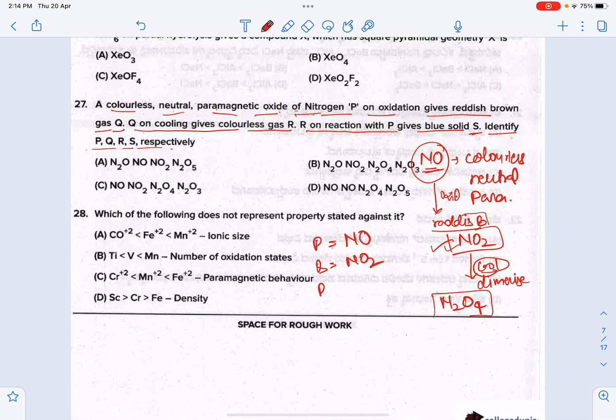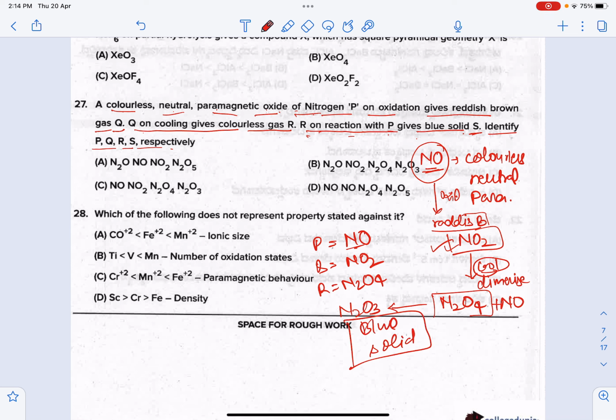R on reaction with P gives blue solid S. If R reacts with P, that means when N2O4 reacts with NO, it forms another gas known as N2O3. Okay, blue solid. You can see that it is found as a blue solid. So the next gas will be N2O3. These are the oxides of nitrogen.